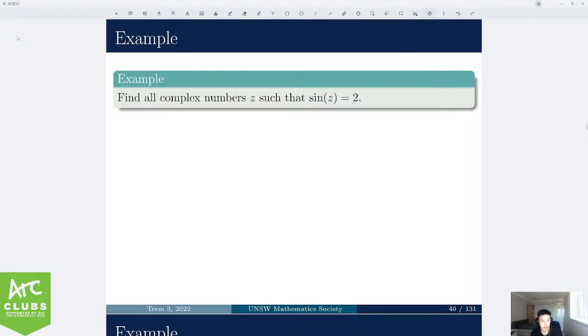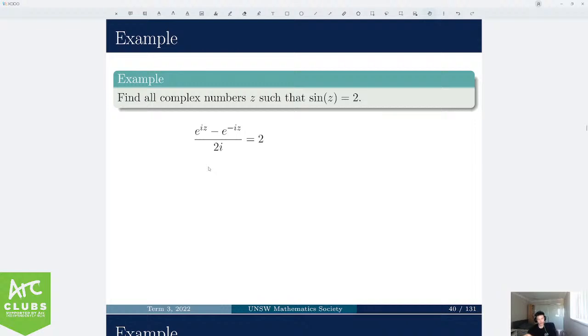And next example over here, we have find all the complex numbers z such that the sine of z equals 2. Again, if you're looking at the real numbers, we know that sine of x is bounded between minus 1 and 1. So if you're just looking at the real numbers x, there's not going to be any solutions for when sine of x equals 2.